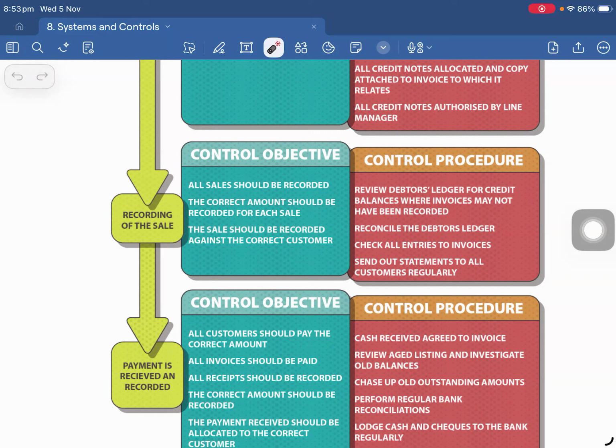Now you're going to check all the entries in the invoices. You're going to regularly give statements to the debtors, reminding them that they need to pay this particular amount. That is called customer statements.